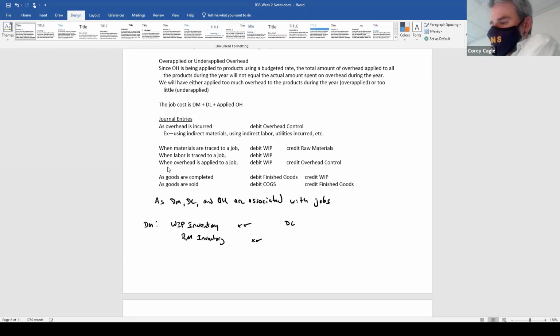Labor, we would debit work in process inventory. Where does it come from? Depends on what the company does. For your purposes, I wouldn't worry about the credit end of this. But, you know, wages payable, let's just say.